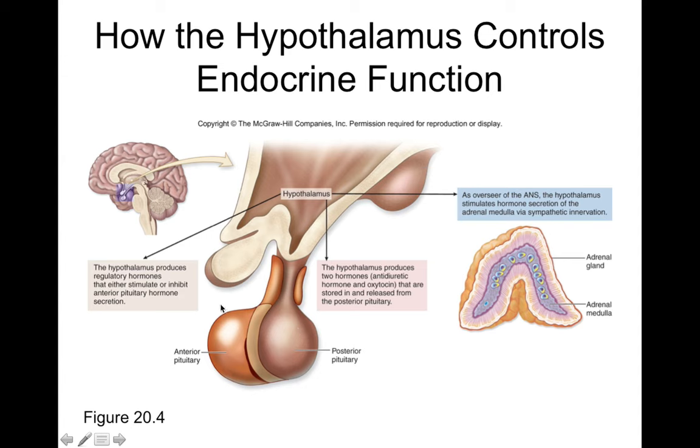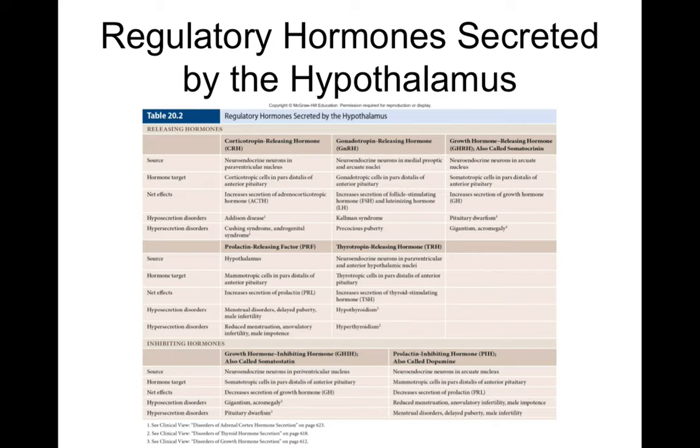Now, it turns out that the pituitary gland also directs the activities of your adrenal gland, and the adrenal gland sits atop the kidneys. We have a cortex and a medulla, and we'll talk about how the pituitary really controls the adrenal here in a little bit.